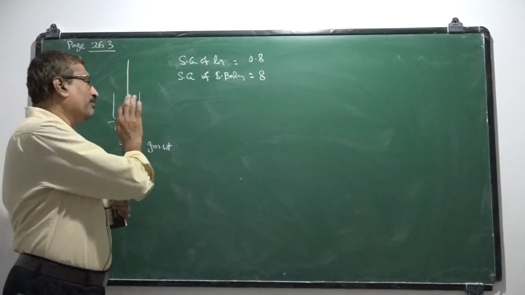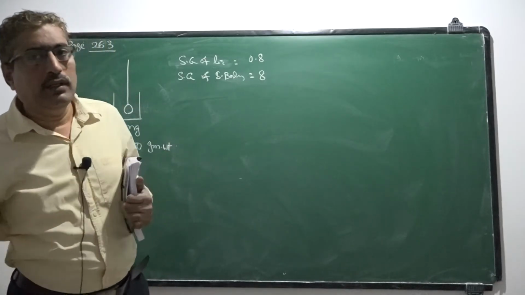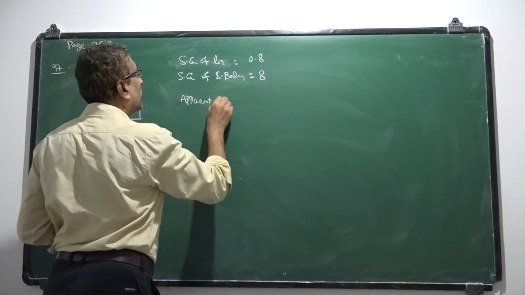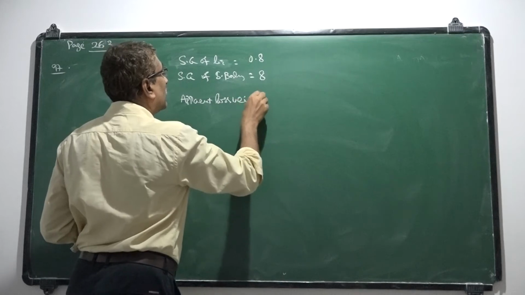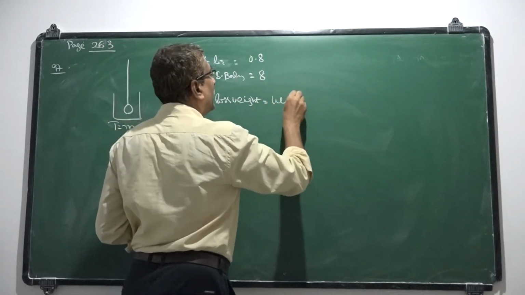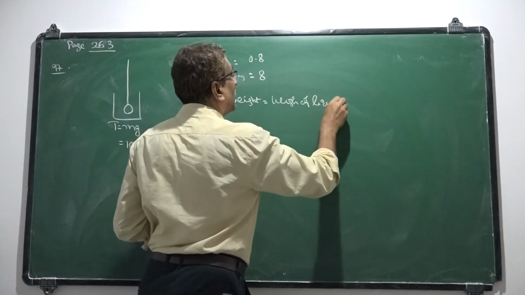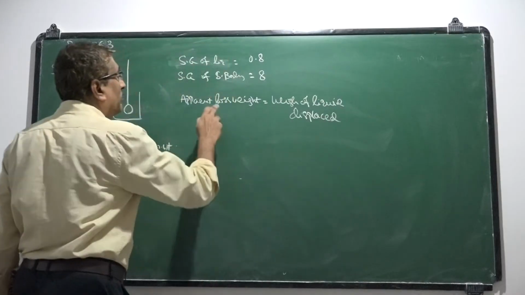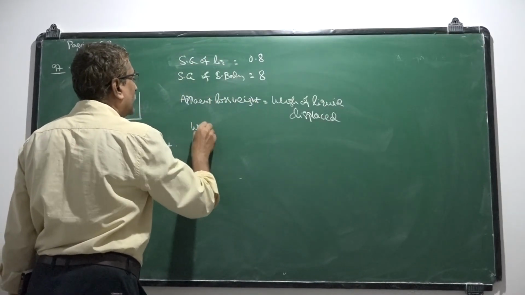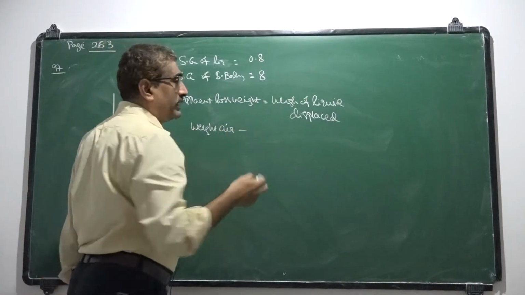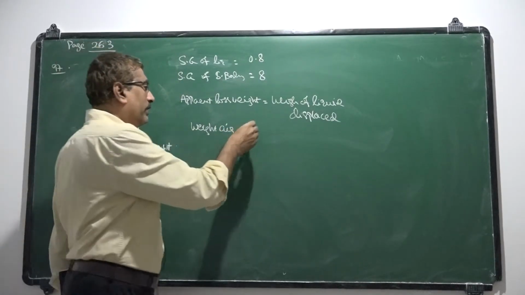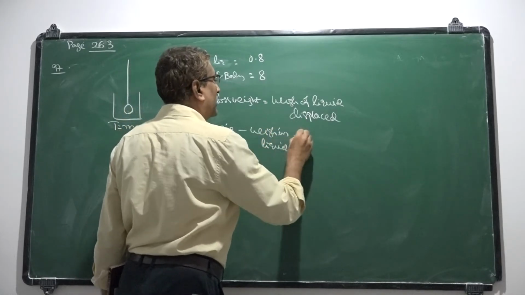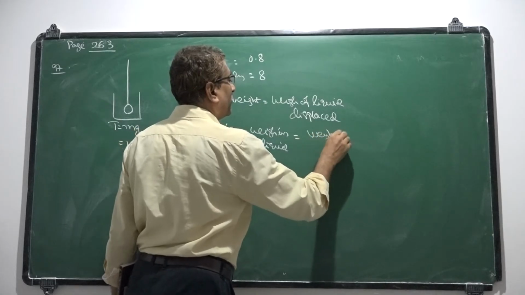Okay, already we have to apply Archimedes principle. So apparent loss of weight is equal to weight of the liquid displaced. Apparent loss of weight means weight in air minus weight in liquid. That is equal to weight of the liquid displaced.